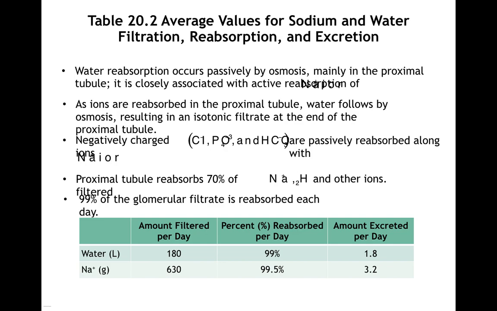So water reabsorption occurs passively, mainly in the proximal convoluted tubules. Ions are reabsorbed in the proximal tubule, and water is going to follow by the process of osmosis, giving you an isotonic filtrate at the end of the proximal tubule.